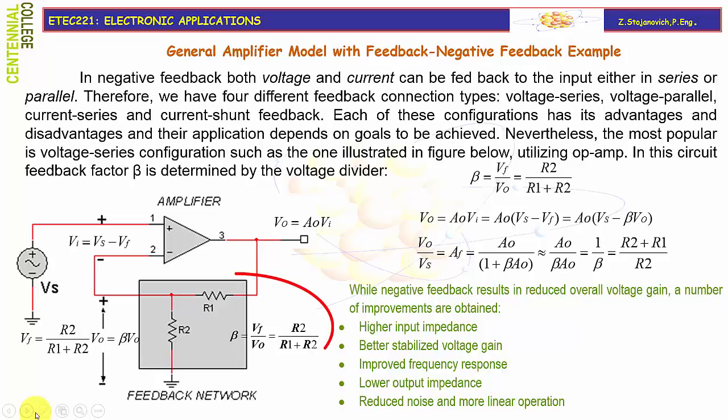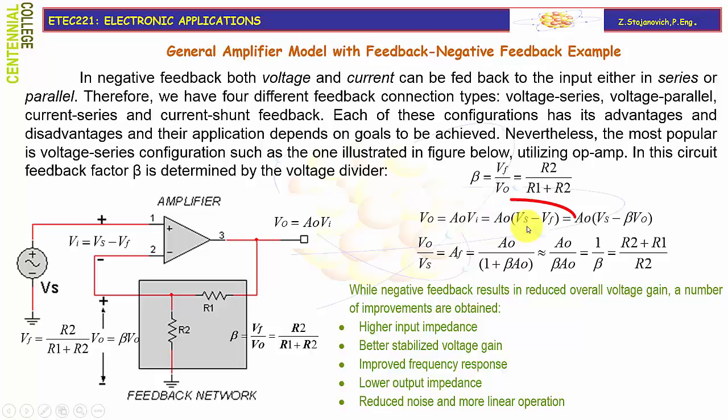In this circuit, the feedback factor beta is determined by the voltage divider, VF over VO, and because it's a resistive voltage divider, obviously it's a ratio R2 over R1 plus R2. Now, the output voltage is given as a product of the differential input voltage Vi and the open loop gain.